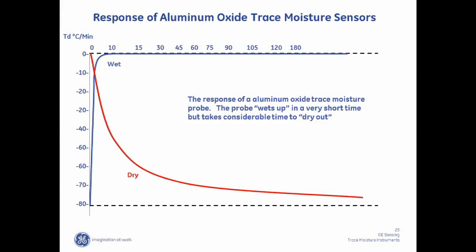But notice that most of the change happens very quickly, even on the dry out. So we often talk about the 90% step change as the rate of change when we reference the rate of the sensor.